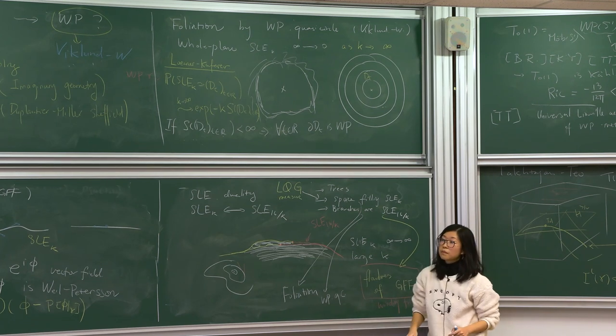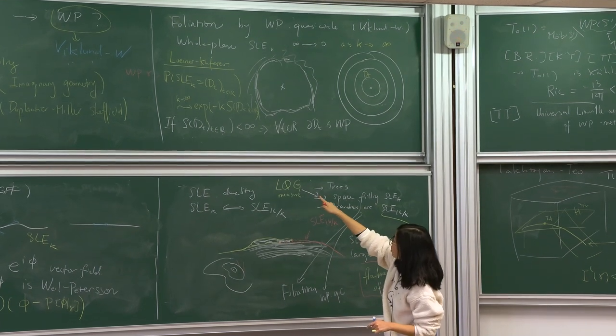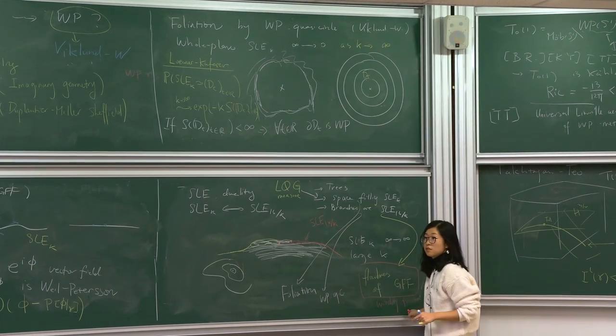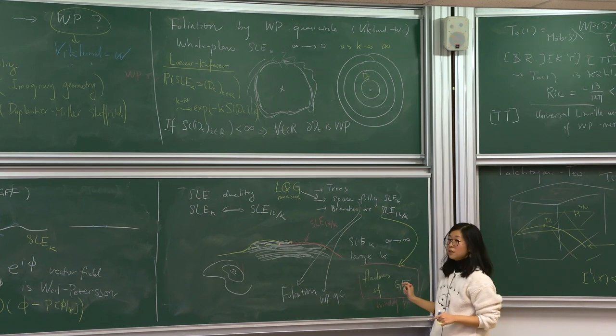And then you have something similar to your result here? Yeah, we have that the Loewner-Kufarev energy is exactly equal to the Dirichlet energy of the winding function. And one is finite if and only if the other is finite.